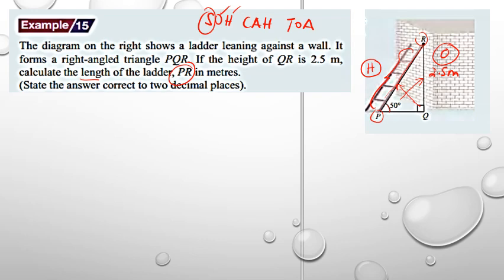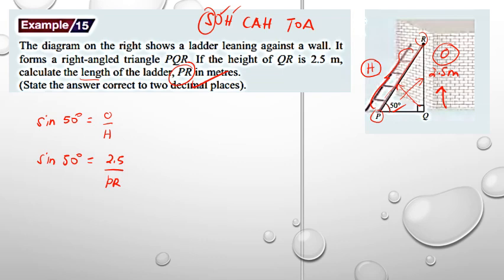So to solve this problem, you write the sine. Sine what? Sine 50, because the angle given is 50 degrees. So sine 50 is equal to opposite over hypotenuse. So you write back sine 50 degrees. The opposite is 2.5 meter, you write here 2.5 meter, and the hypotenuse is PR, the PR that you want to find. So you write there PR.